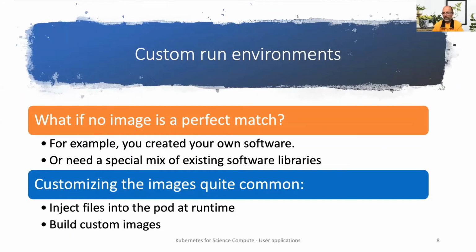Now, having all the standard images is great, but what do you do if the image is not a perfect match? For example, you built your own software. Well, I don't want just the OS, I want to actually run my software. Or the image has almost everything, but I need some additional libraries. How do we do that? As you can imagine, customizing the images is quite common. And really, you have two options here. You either inject files into the pod at runtime, just in time, or you build a completely custom image, so it has everything it needs, and you build it once, and it's ready to be used.